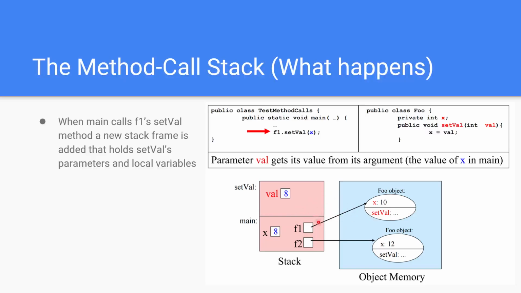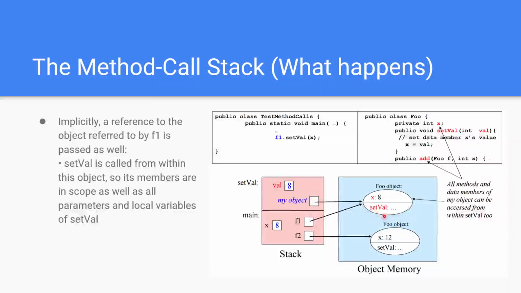When main calls F1 setValue, a stack frame is added and it holds the values and parameters of those local variables. So right now the stack is maintaining these local variables. Implicitly, a reference to the object referred to by F1 is passed as well. The setValue method was called from within the object, so its members are in scope as well as all the parameters and variables. Right now F1, this object, is on the top of the stack, and we are accessing the data from F1, which happens to be of type Foo.